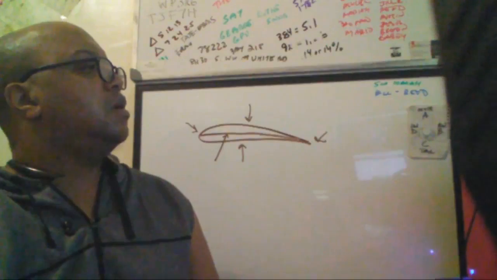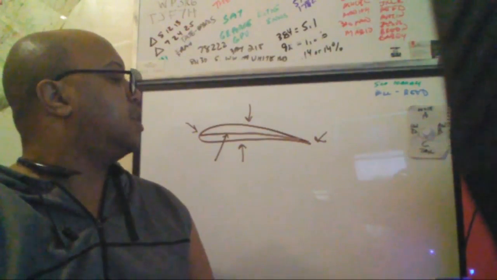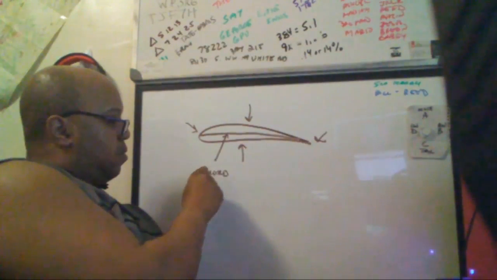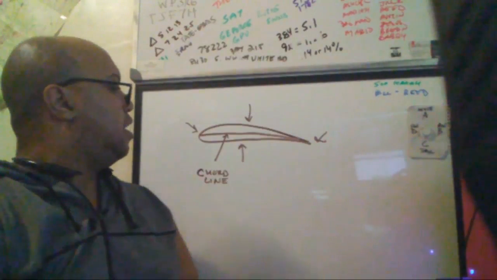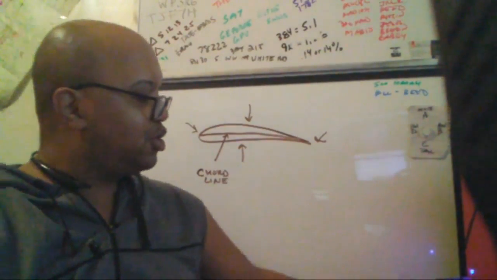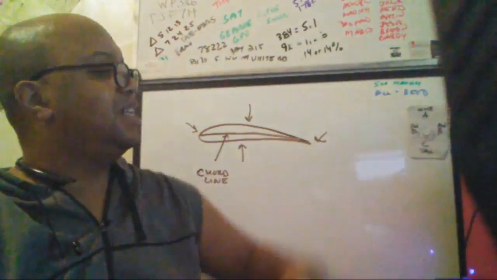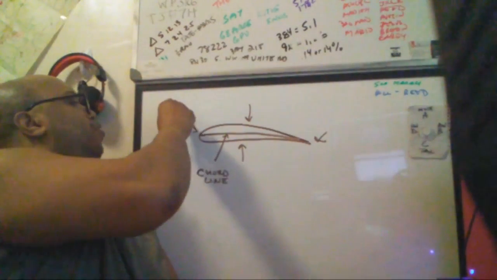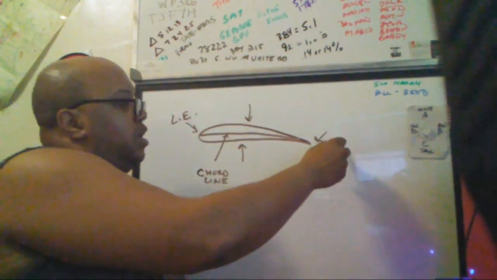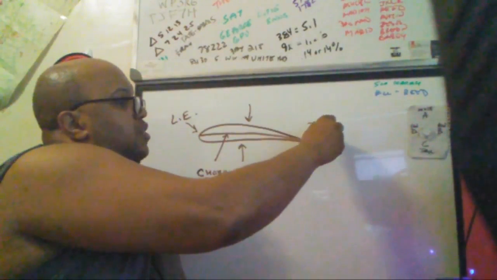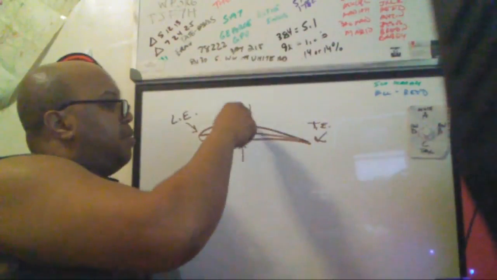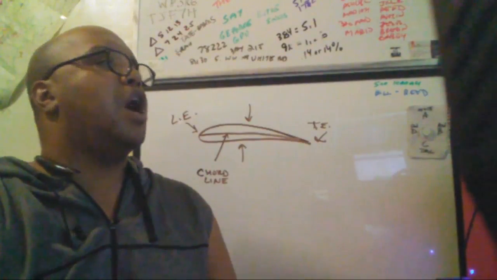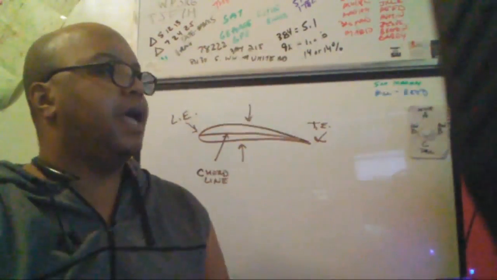So I know that middle one is the chord line. That is correct. That is the chord line. Very good. Tell me about the other ones, George. I believe it's been a while since terminology. I think it's leading edge. Very good. Leading edge. I'll abbreviate that. If we have a leading edge, then we also have what? The trailing edge. Very good. And what about these two parts? Those are called the camber? Upper and lower camber. Okay, very good.